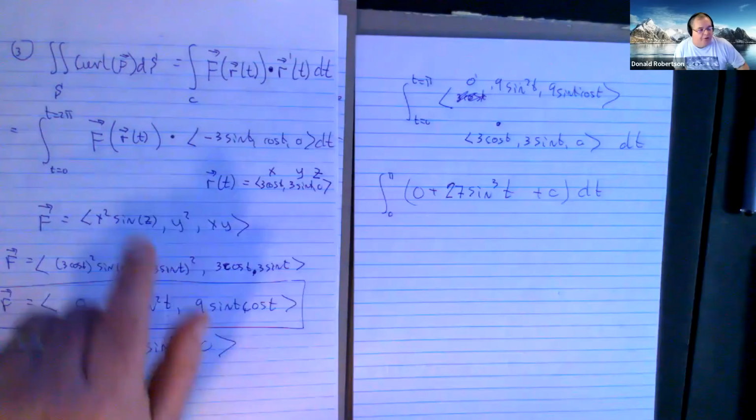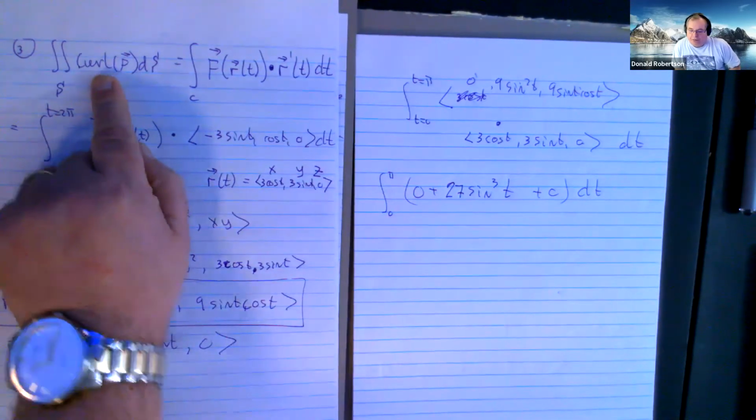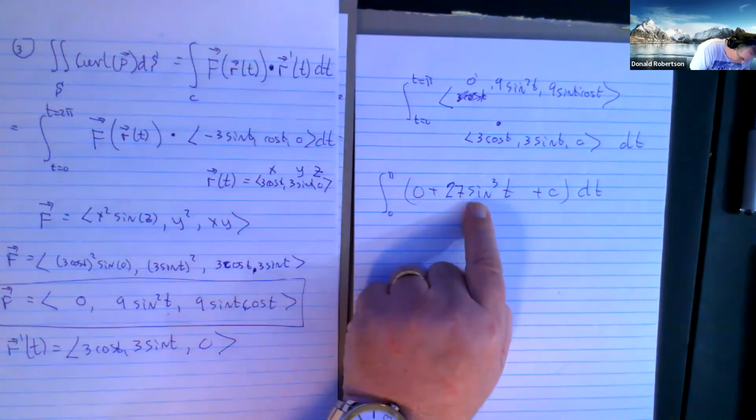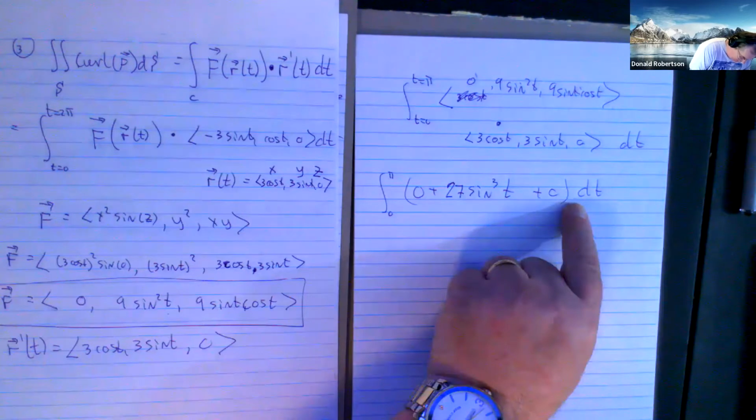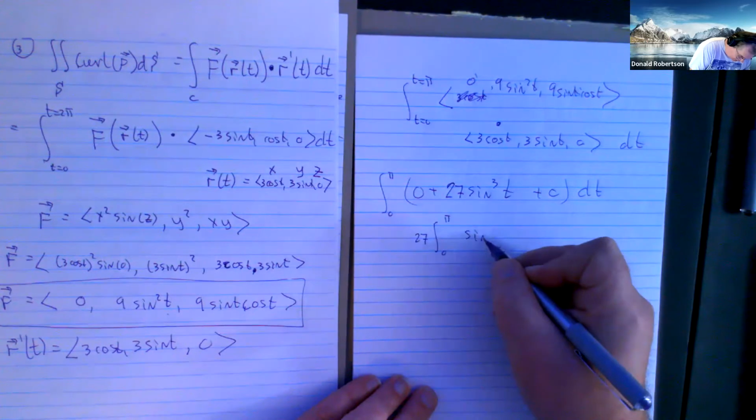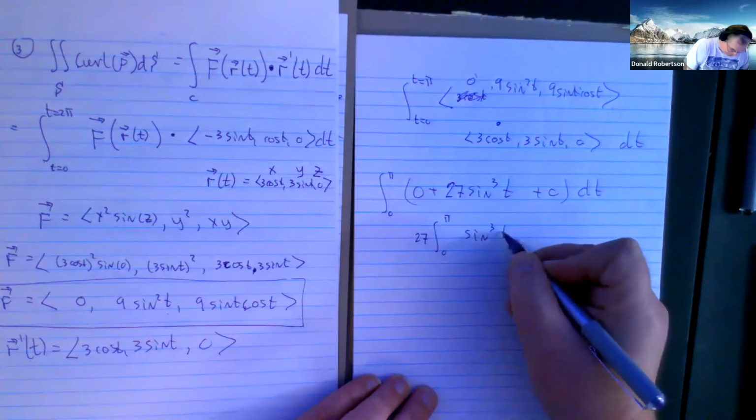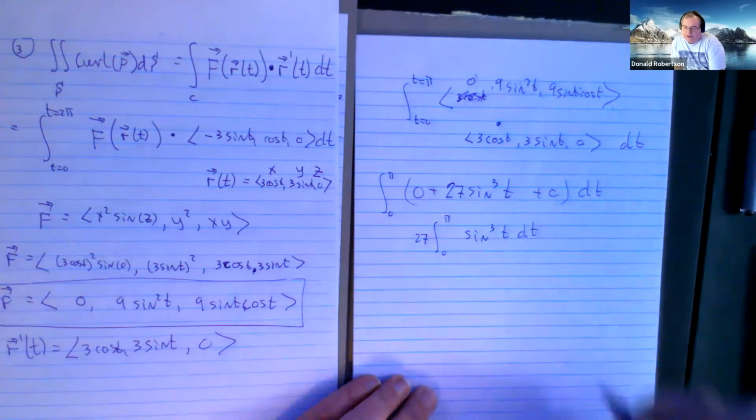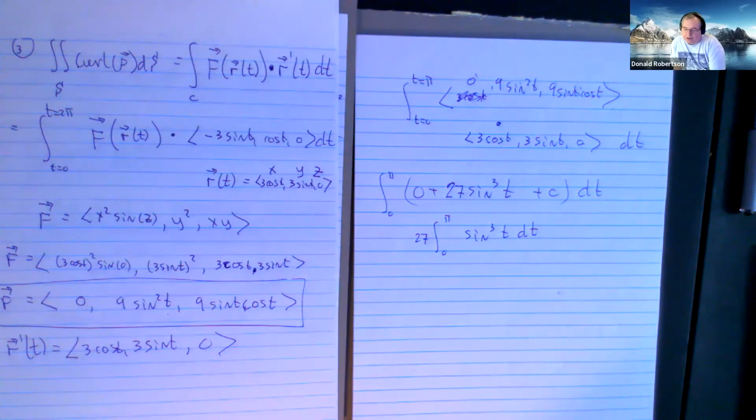So the original integral ends up being the integral of this fella, which is from 0 to pi of, plug the 27 outside of that guy. So now we need to figure out how to integrate sine cubed. Any suggestions from Calc 2 how to integrate sine cubed?